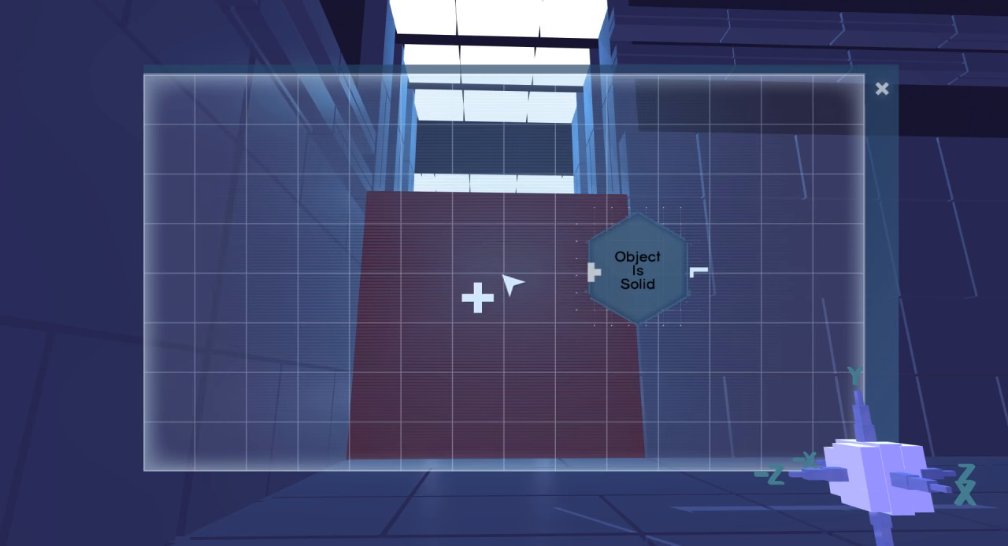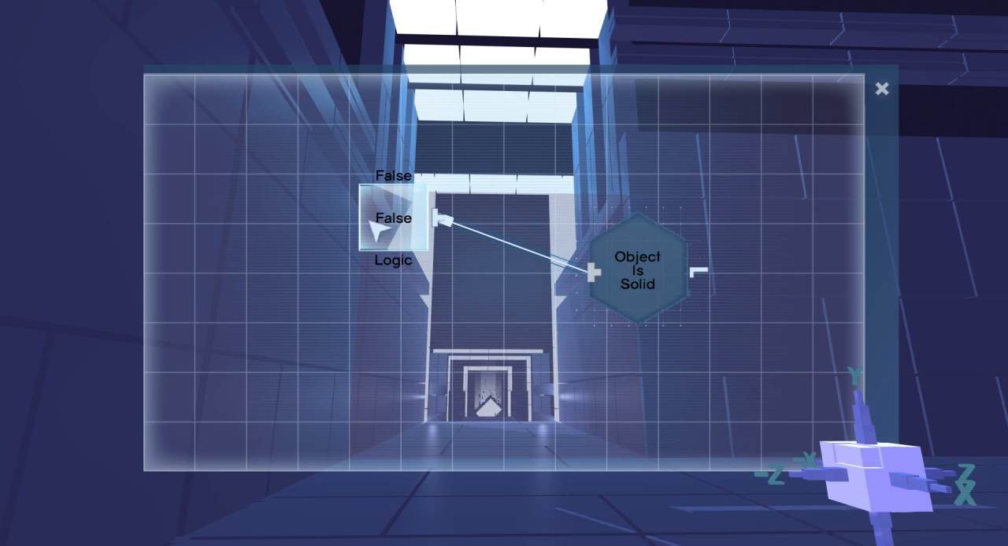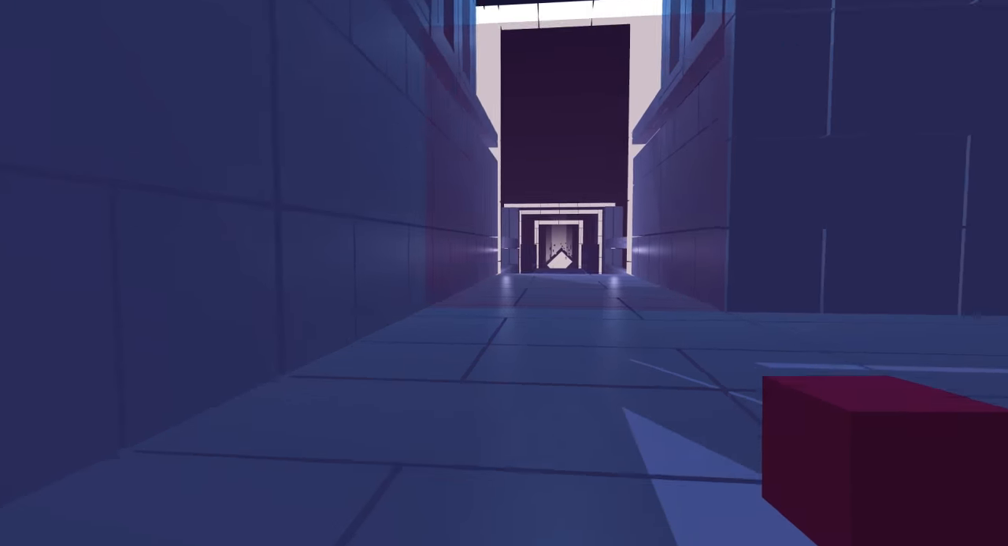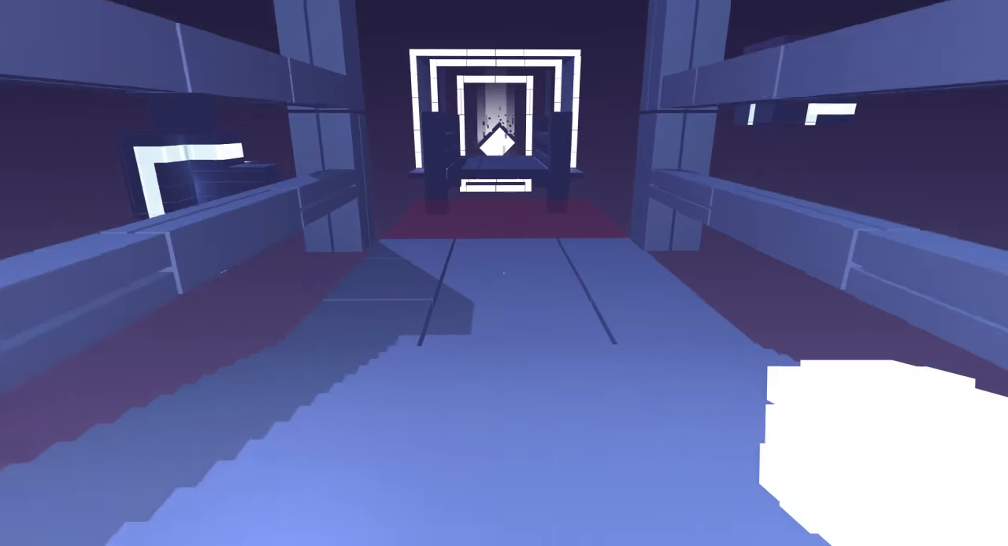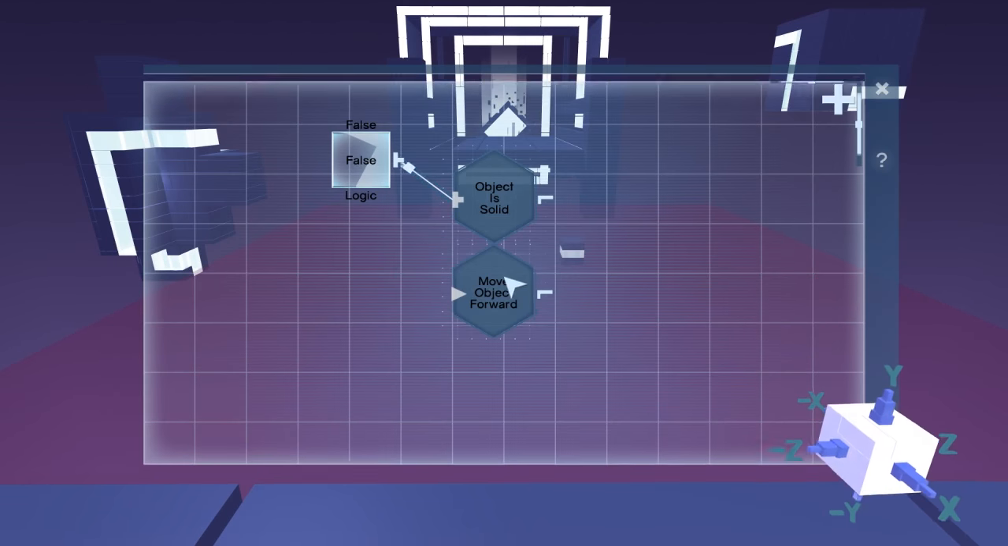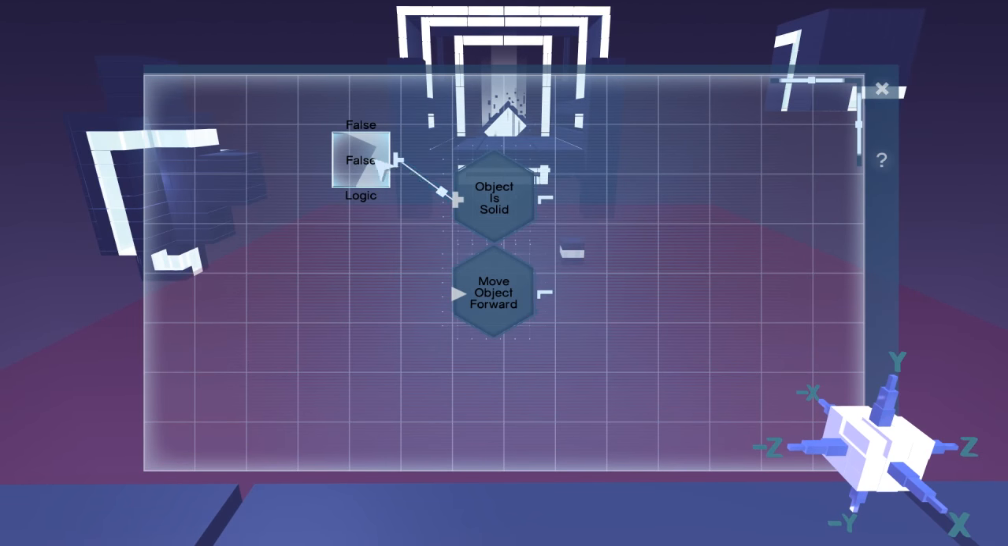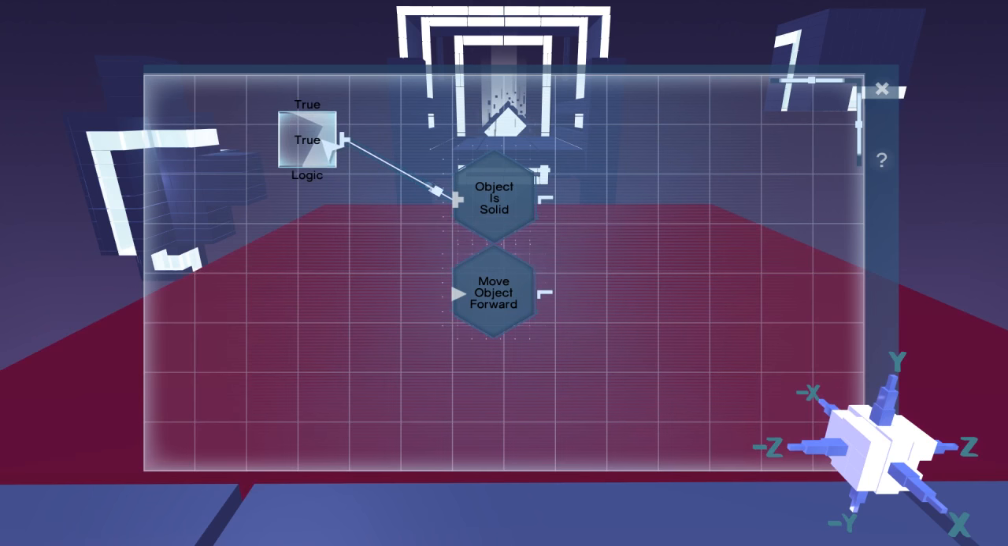Logic has been added to your toolbox. What does logic do? True or false? Okay. So, false. There we go. Take that, logic. I don't need you. Oh. So now we're gonna have to combine the two, aren't we? Object is solid? Nope. We're gonna need a big old piece of true for that.